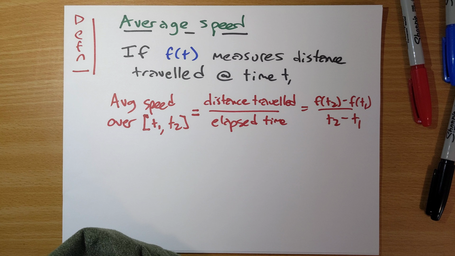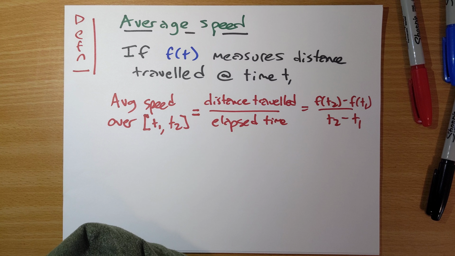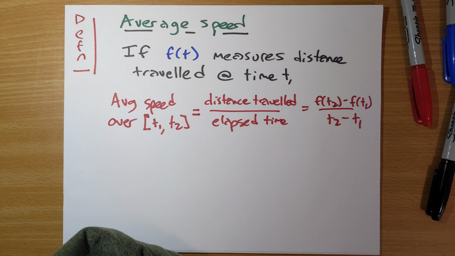So if you drive along and you travel 120 miles in 2 hours, on average, 120 divided by 2 is 60 miles per hour. On average, you are going 60 miles an hour. Now, at that point, you may have been going faster than 60 miles an hour. At other points, you may have been going slower than 60 miles an hour. But on average, you were going 60 miles an hour.